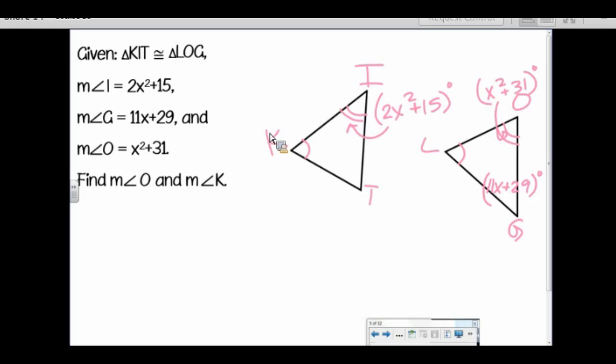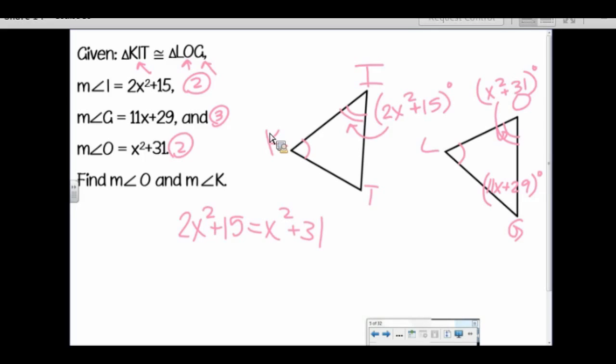So if you did draw a picture, that helps. If you didn't draw a picture, you look at the order. I is listed second, G is listed third, and O is listed second. So now I know which ones I need to set equal to each other. I need to set angle I equal to angle O, the measures rather, not the angles, the measures of the angles. 2x squared plus 15 equals x squared plus 31. So that's how you begin that problem.